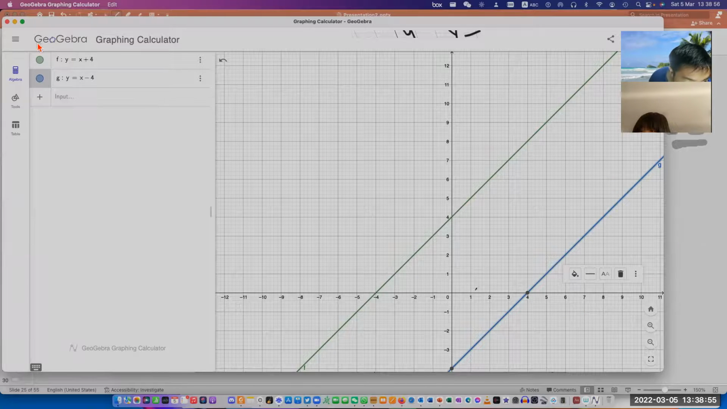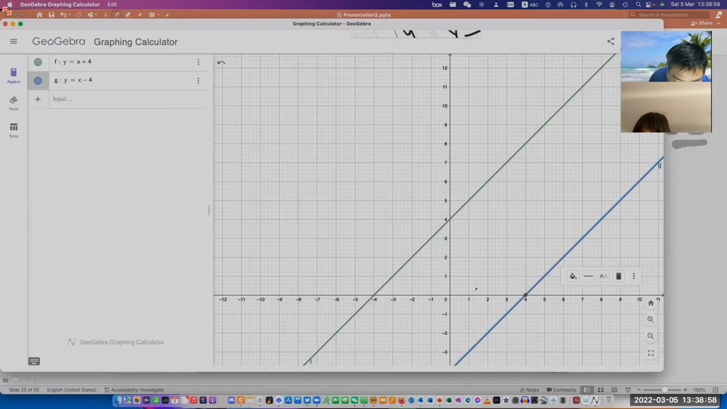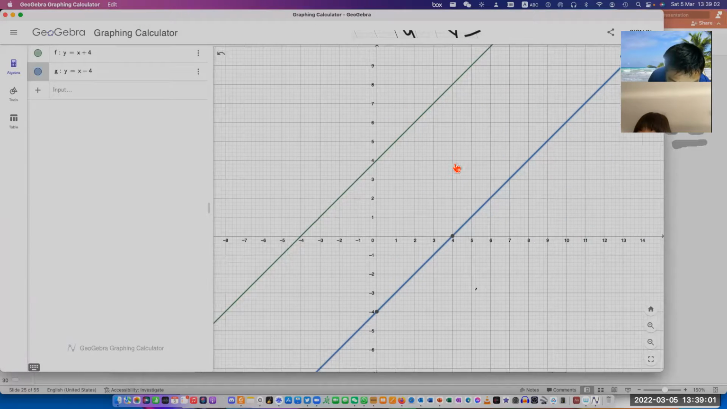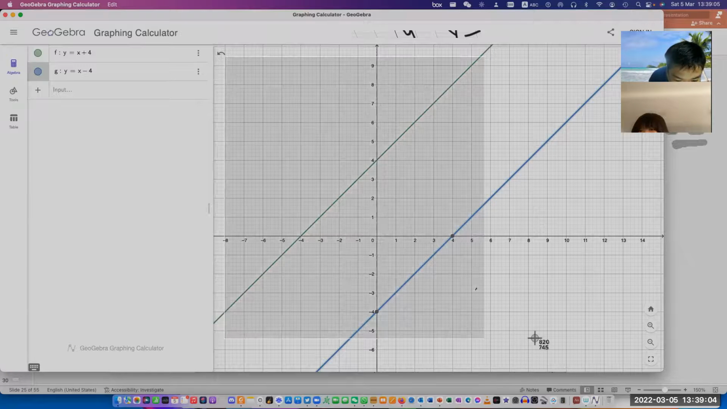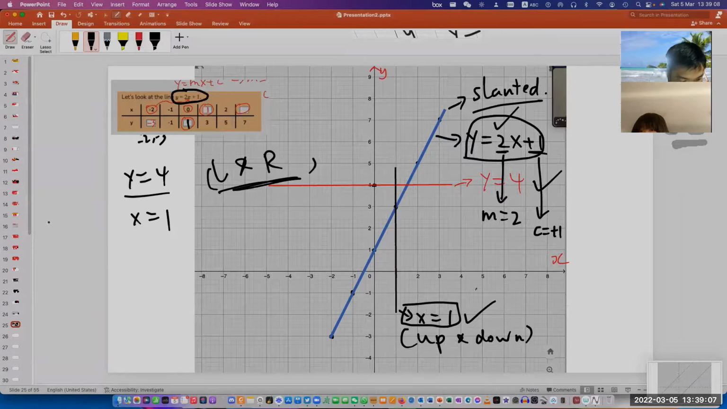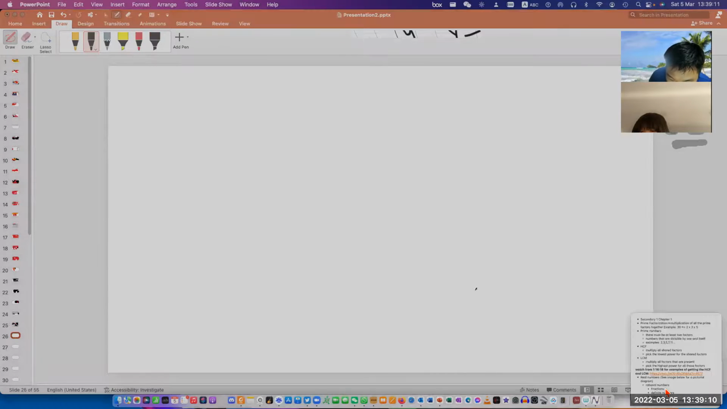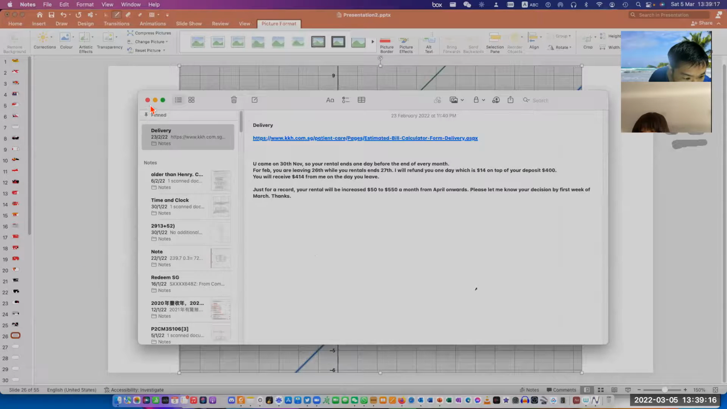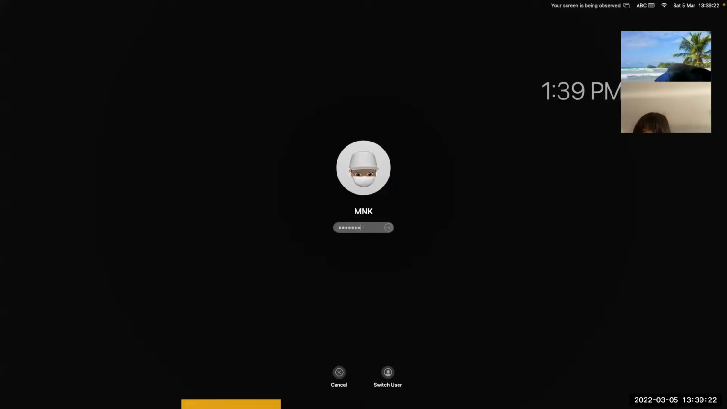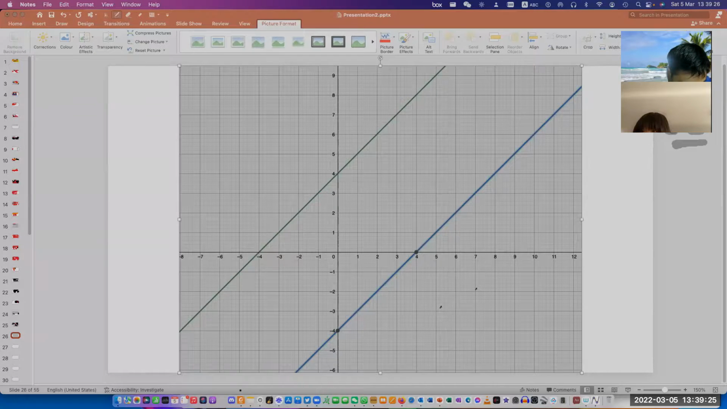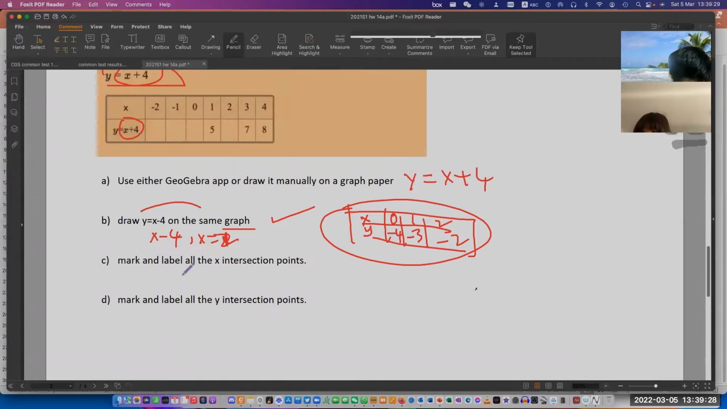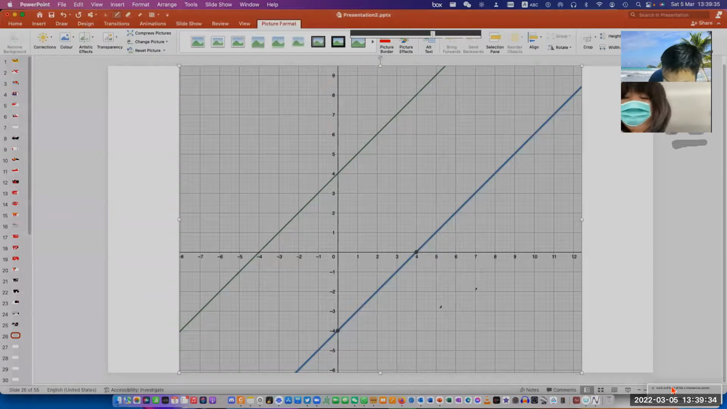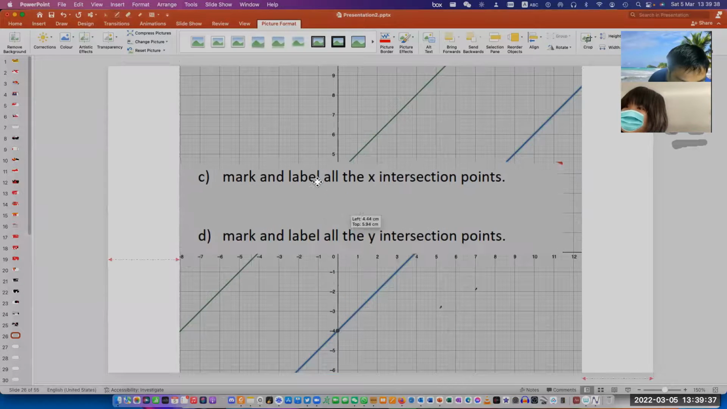Okay, good. Next, what they ask you is very interesting. Let me get the graph out. Let's look at the question, what they asked for. The question says mark and label. Okay, good. This is important. They ask you something else. They say mark and label all the x intersection points.